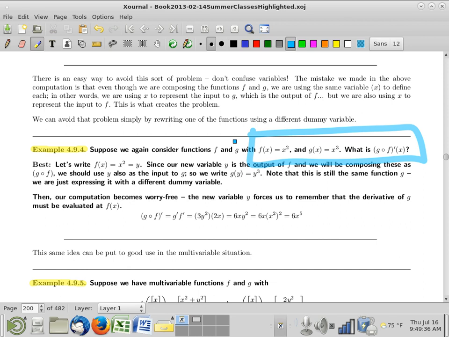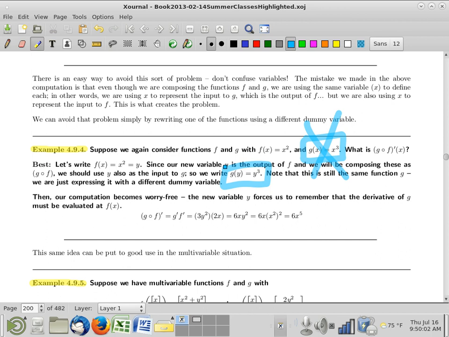same f, same g, composition, want to compute the derivative. Let's rewrite this g function. Let's not write g of x equals x cubed. Let's write g of y equals y cubed. Now that's the same function. It's still the cube function. Whatever you put in, cube it. Right? So, not changing the function. I'm using a different dummy variable, but so what?